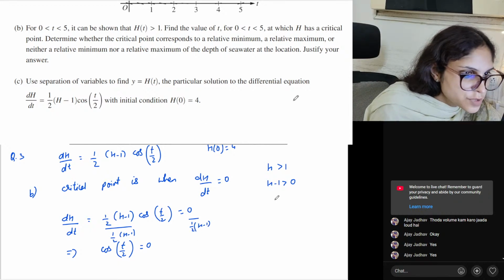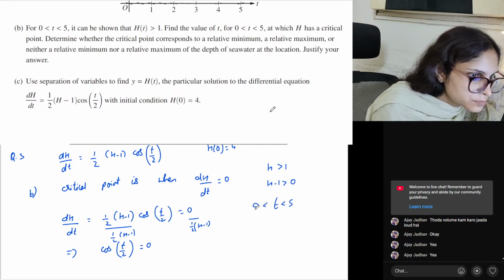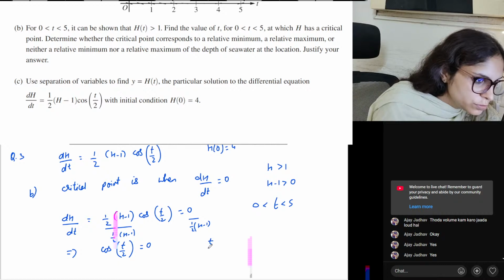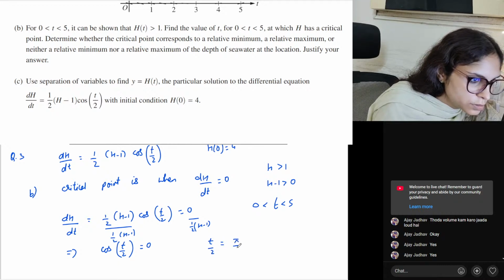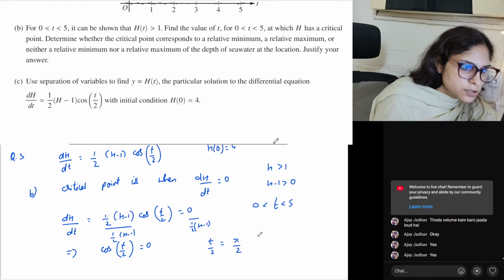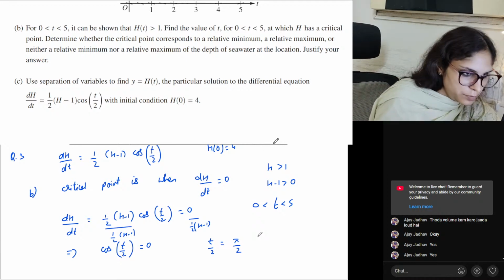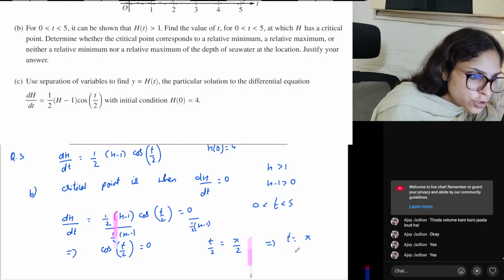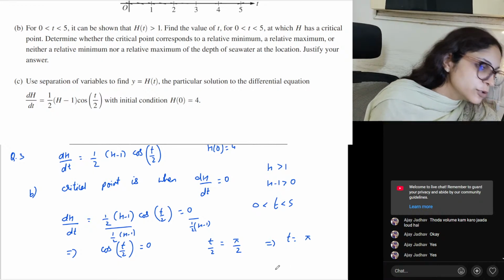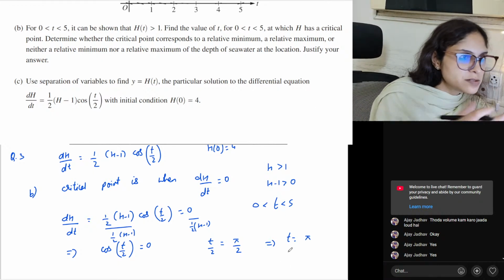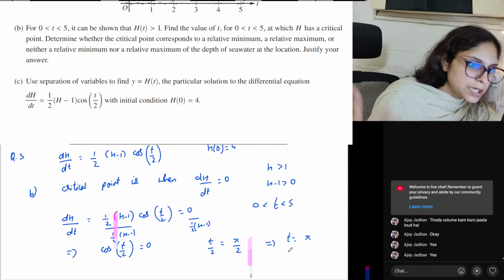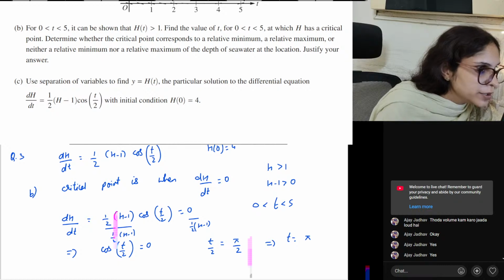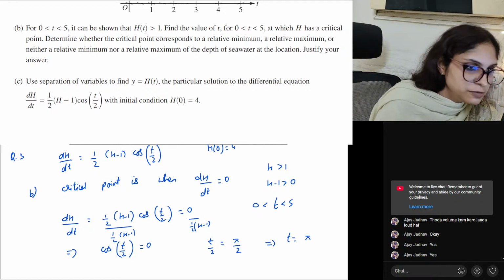And now t is from 0 to 5. So if t is from 0 to 5, that means t over 2 can be pi over 2. Cosine is 0 at pi over 2, right? So from here you will get t is equal to pi. It is also 0 at 3 pi over 2, but from there you will get t is equal to 3 pi, and that is greater than 5 because the value of pi is 3.14. So that will be approximately 9 point something. So at t is equal to pi, you are getting a critical value.